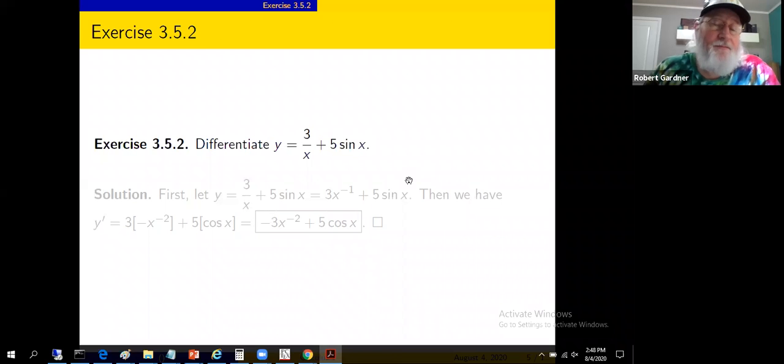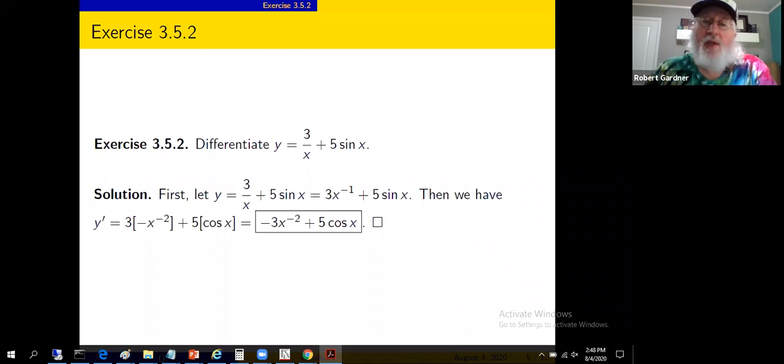Pretty humble. Differentiate y equals 3 divided by x plus 5 times sine x, number 2 from this section. A piece of cake, not very involved, not terribly enlightening, but we just started differentiating trig functions. Let's take the 3 divided by x plus 5 sine x. How about we write it as 3x to the negative 1 plus 5 sine x? Then I don't have to use a quotient rule over here.